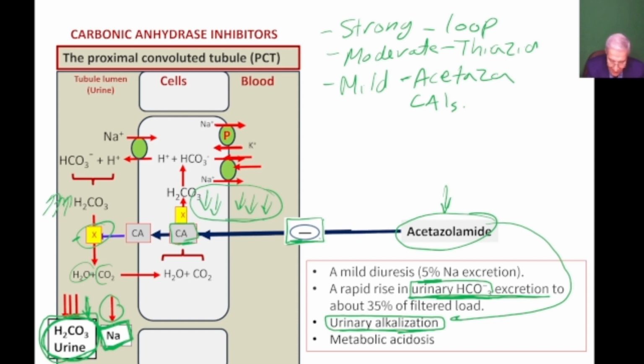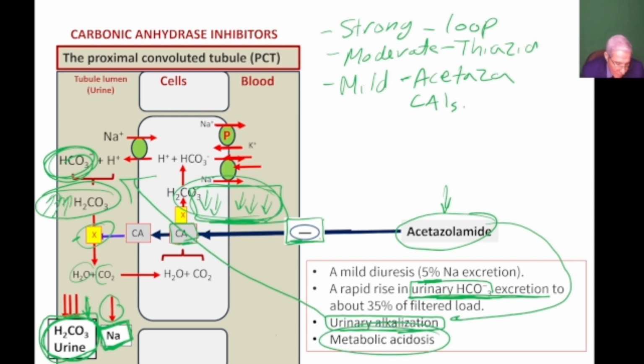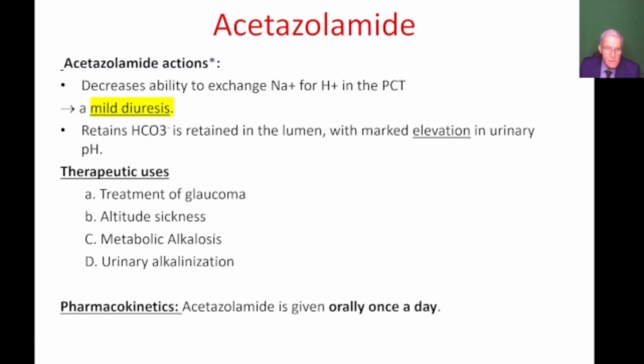Okay, what happened to the bicarbonate in the blood? Decreased level of bicarbonate in the blood. We have increased bicarbonate in the urine, and the result will be urinary alkalosis. What happened to the blood? Metabolic acidosis. We don't have enough bicarbonate. We have less bicarbonate, so the result will be metabolic acidosis. This medication causes mild diuresis, decreased ability to exchange sodium for hydrogen, retains bicarbonate in the urine, and elevates urinary pH, alkalosis here.